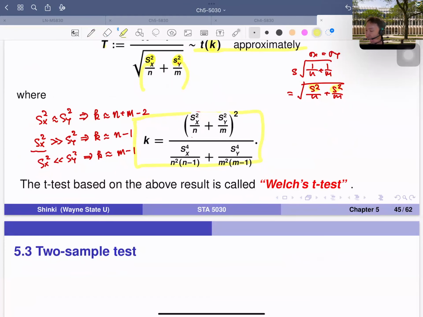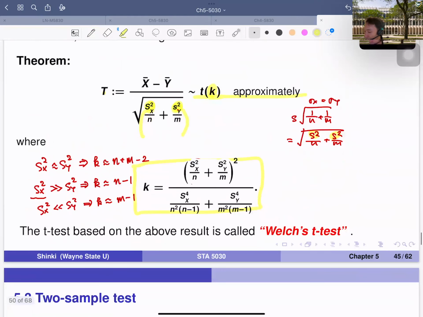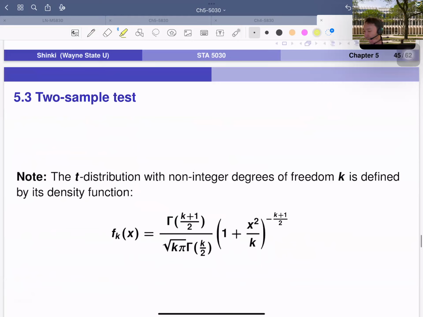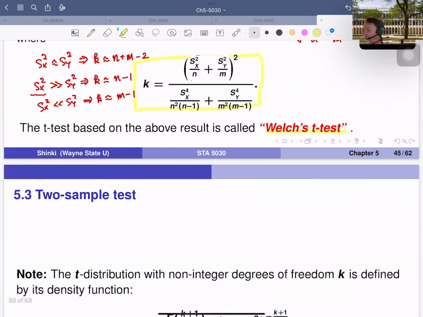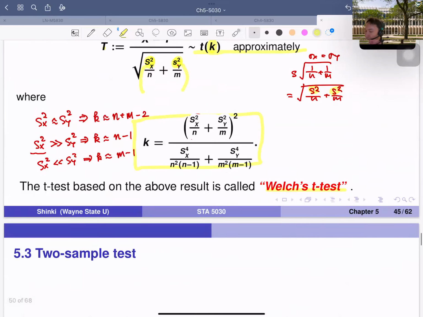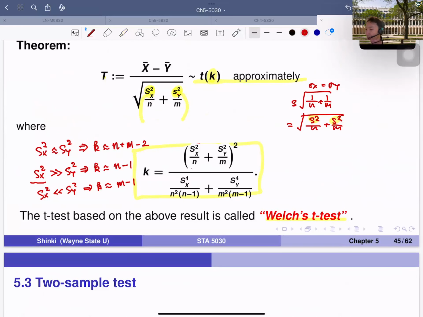And based on this test statistic, we can construct a t-test, and that is called Welch's t-test. This is the most popular test for the two-sample problem. We have fewer assumptions: sigma x may be different from sigma y. And if you calculate this k, it actually becomes fractional. Suppose n is equal to 7 and m is equal to 5, and this number may be 9.5 or something like that, or even 9.14 or something.